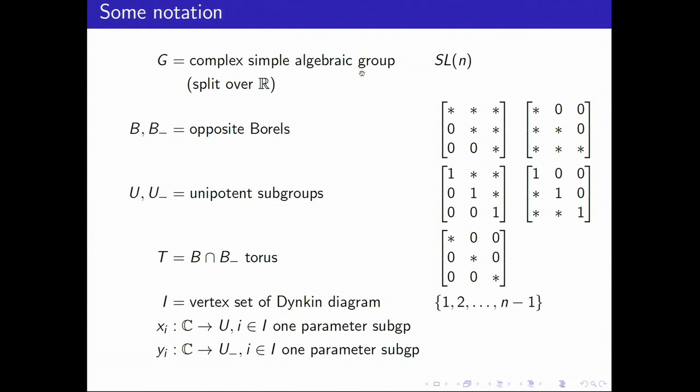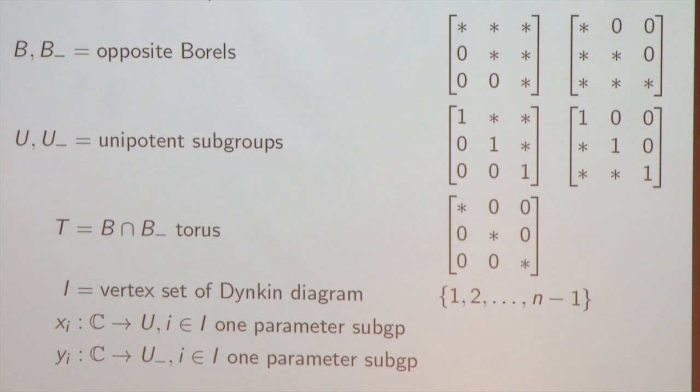The Borel subgroups are the subgroups of upper triangular matrices and lower triangular matrices. The unipotent subgroups are upper triangular matrices with ones on the diagonal and lower triangular matrices with ones on the diagonal. And the torus is the diagonal matrices. So for SLN, this finite set I is identified with the set of integers 1, 2, up to n minus 1. And also there's an analog of these generators xi and yi in this setting. I'm also going to assume that I made all these choices so it's compatible with the real structure. So you can think that I started with a split real form and made these choices and then complexified it.